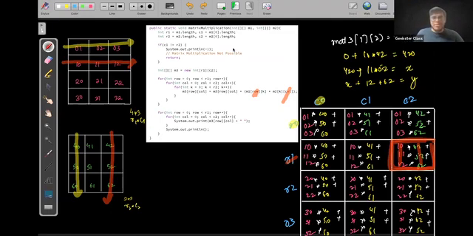Time complexity, you tell me. 3 loops. How much is the time complexity? n cube. So in order to multiply two matrices, it is not n square because there are 3 loops. It is n cube.